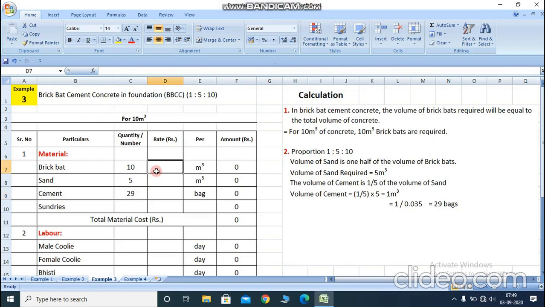We include the rate of sand per meter cube as 800 rupees as per the textbook value. Sand value is 800 rupees per meter cube, and cement value is 280 rupees per bag. And as an extra cost we include 50 rupees. So 800 multiplied by the total quantity, a 10 meter cube required, gives 8000 rupees. Then 800 multiplied by 5, 4000 rupees, is the total amount of the sand. Then 280 and 29 bags required, so 8120 rupees, and 50 rupees as extra cost. So the total material cost is 20,170 rupees.